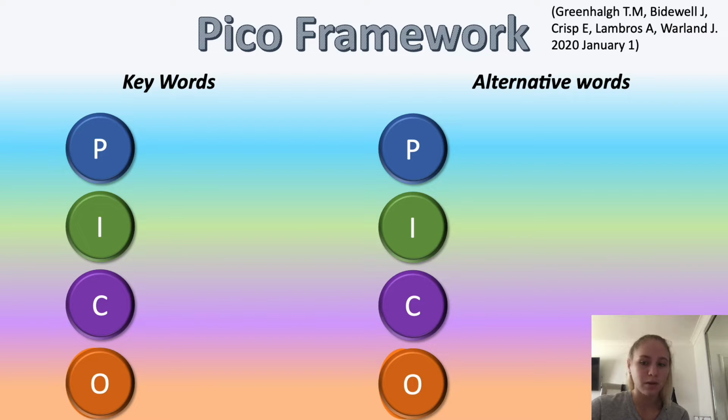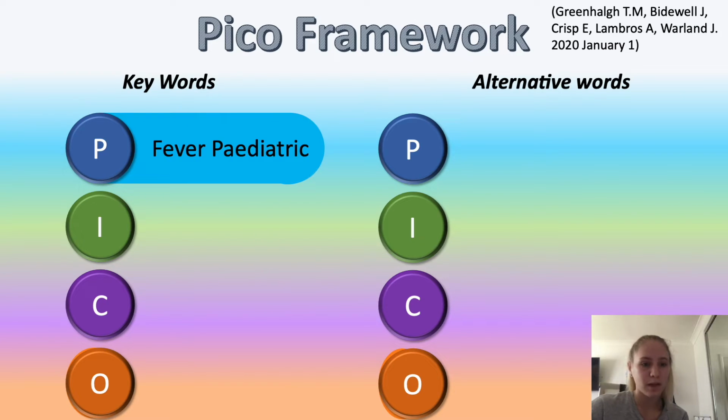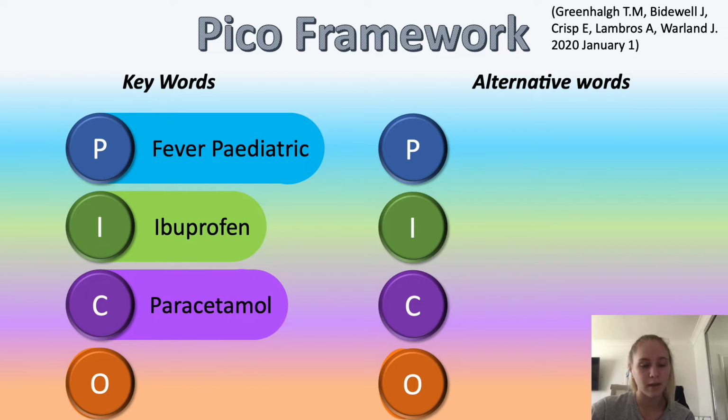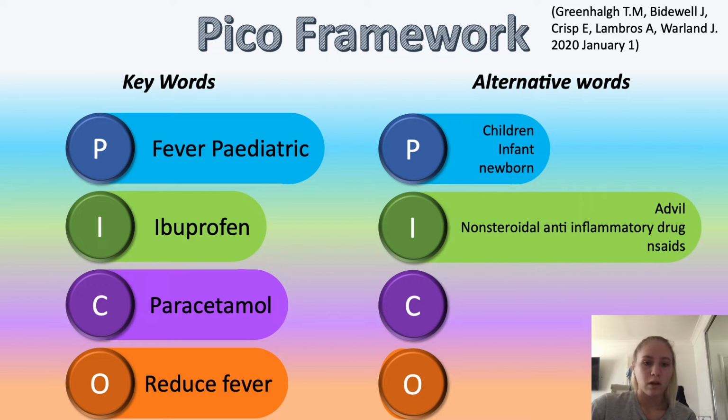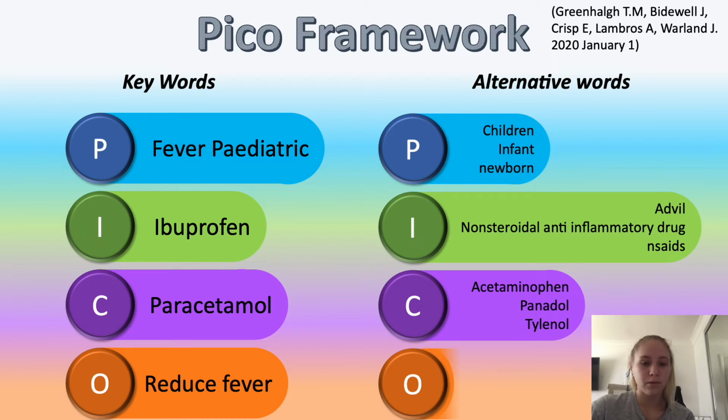I have structured my clinical question in the format of PICO, with my keywords being for P, fever pediatric, for I, ibuprofen, for C, paracetamol, and for O, reduced fever. I also put in alternative words, which is for P, children, infant, or newborn, for I, Advil, non-steroidal anti-inflammatory drug, also known as NSAIDs, for C, acetaminophen, Panadol, or Tylenol, and for O, afebrile.